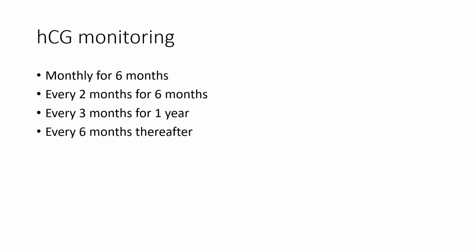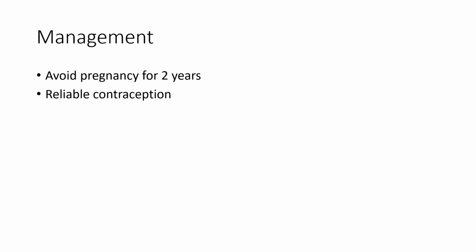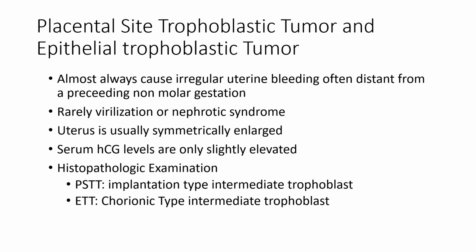Monitoring would be monthly for 6 months, every 2 months for 6 months, every 3 months for a year, and every 6 months thereafter. You will notice that this is more tedious monitoring than your H mole and partial mole monitoring. So you're advised to avoid pregnancy for 2 years and use reliable contraception.